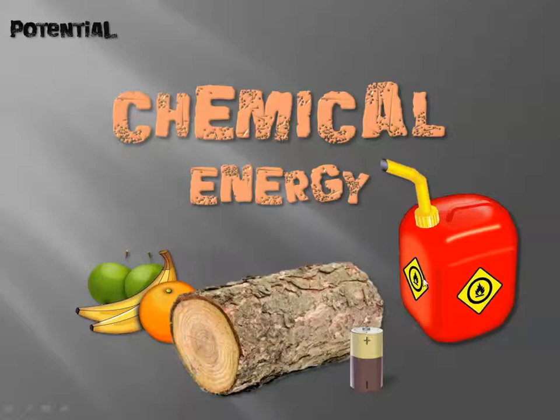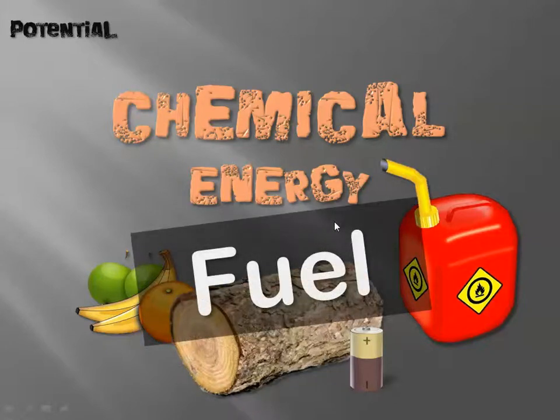So if you're looking at all these objects here, essentially the easiest way to remember what chemical energy is, it's some sort of fuel. Fuel for a vehicle, fuel for your wood stove, fuel for your body, fuel for an electronic gadget. Chemical energy is stored up fuel that is then released by some sort of, usually, chemical reaction.